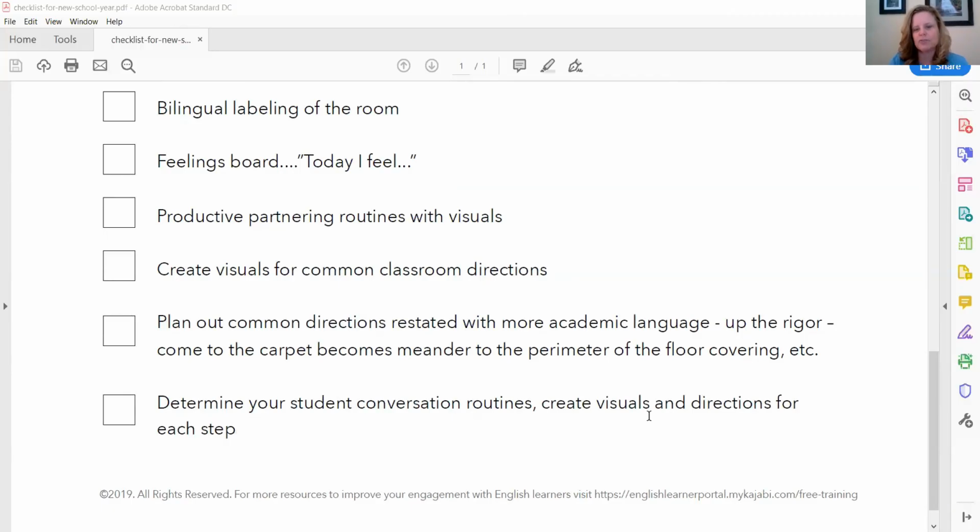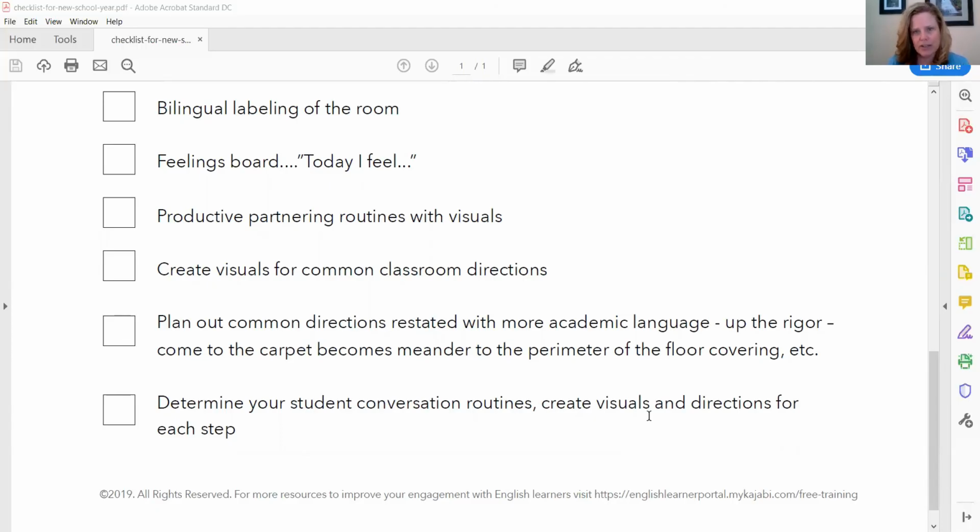And again, determine your student conversation routines, visuals, and step-by-step. So when I say turn to a partner, what exactly happens? First, you do this, then you do this. First, you turn to your partner, then you make eye contact, then you smile at your partner, and then you start with our frame, and then you add additional ideas after.